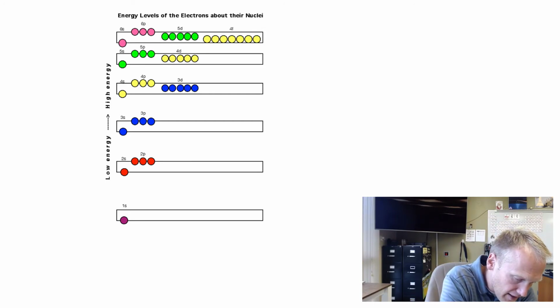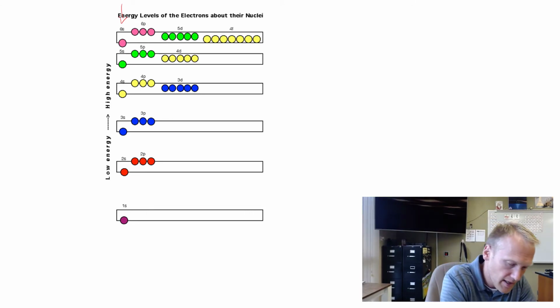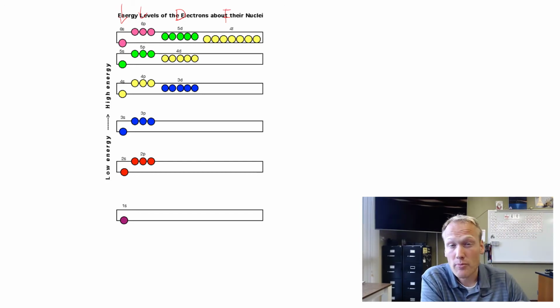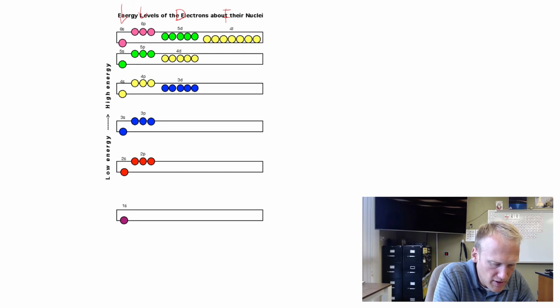Notice, every s sublevel, look how many orbitals? 1, 1, 1, 1, 1. Because s sublevels have 1 orbital. Look at my p sublevels. They all have 3 orbitals. My d sublevels all have 5 orbitals, and my f sublevels have 7 orbitals. In each orbital, we can put 2 electrons. So 2 can go in 1s, 2 more can go in 2s, then we fill 2p, which can hold 6 because there's 3 orbitals, then 3s, 3p.